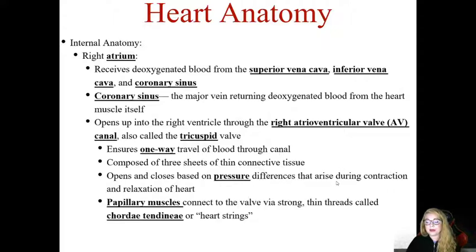Something called the papillary muscles connect the valve via really strong, thin-like threads that we call chordae tendineae, or heartstrings. So if you've heard someone say the classic phrase like, oh, you're tugging on my heartstrings, that's where this name comes from. There really are heartstrings. And you're going to see this in future video lessons more clearly.